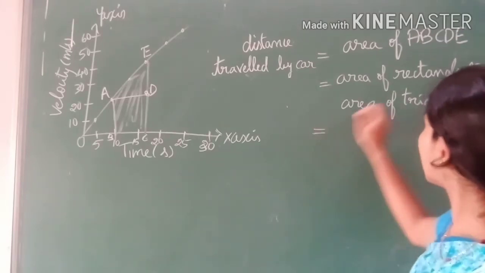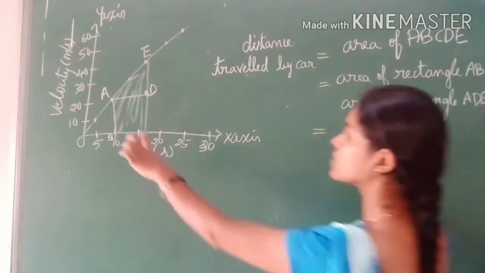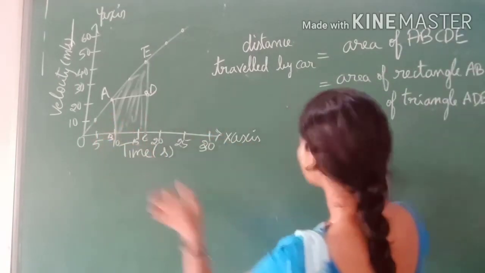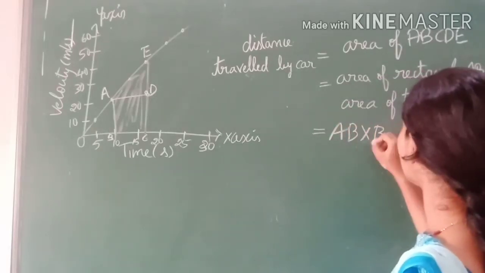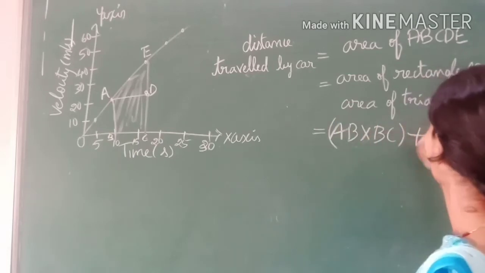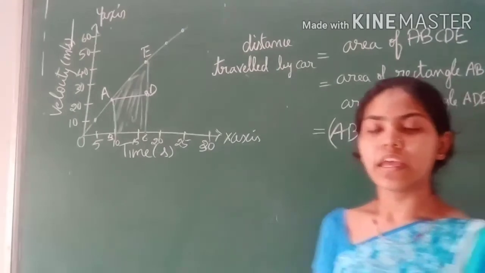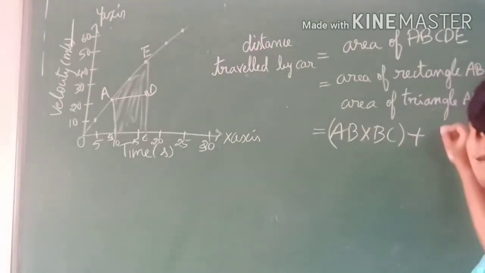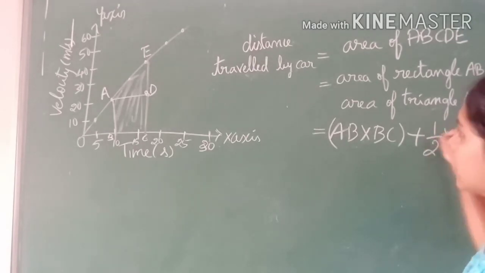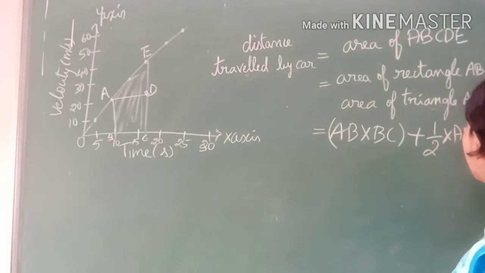Area of rectangle ABCD is nothing but length into breadth. Here length is AB into breadth is BC, plus area of triangle. We know the area of the triangle formula: area of the triangle is equal to half into base into height. So half into base, which is here AD, into height, which is ED.